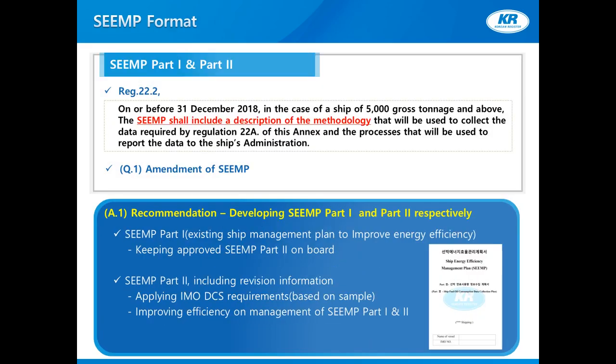We recommend to make SEEMP Part I and II respectively. Since SEEMP Part I is the plan only for improving energy efficiency, it is not the object of the IMO DCS approval. Also, when the approval is done, we will stamp an endorsement on the approved plan, but we cannot do that on the SEEMP Part I. Please download the SEEMP Part II from KR's homepage for your reference.